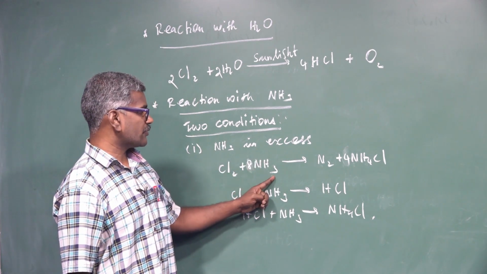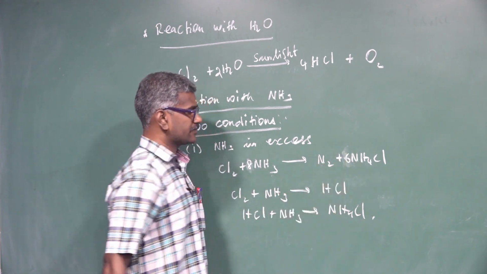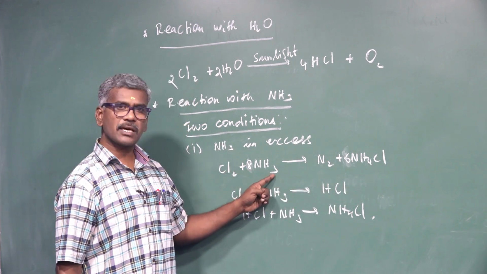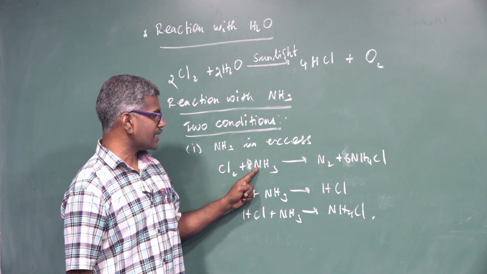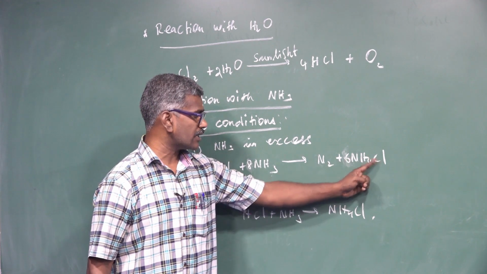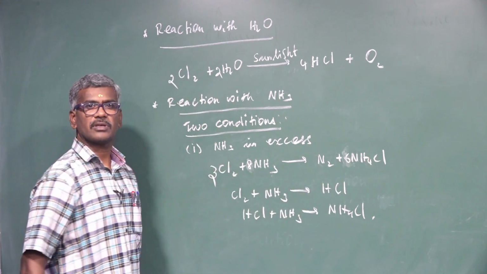Common hydrogen: 24 hydrogen. Here 6, 6 hydrogen. 6 4s are 24, 8 3s are 24. Hydrogen balanced. Common nitrogen: here 8 nitrogen, here 6, here 2. Common chlorine: here 6 chlorine, here only 2, so 3 times.